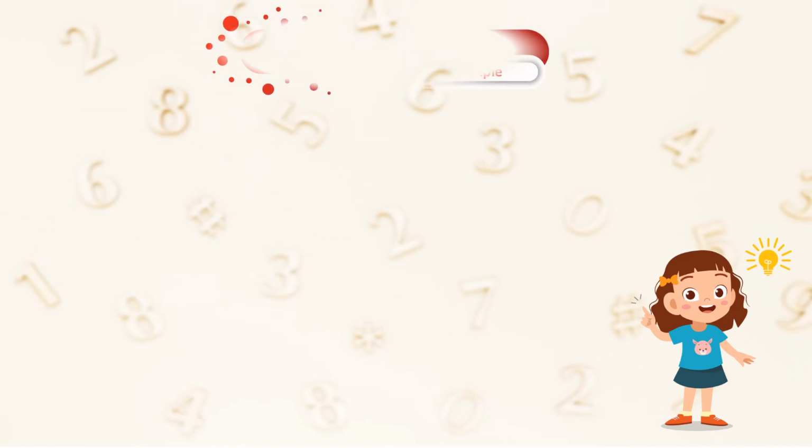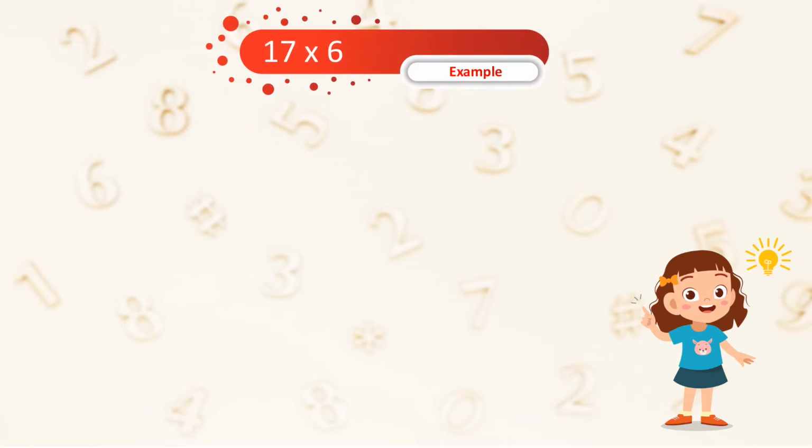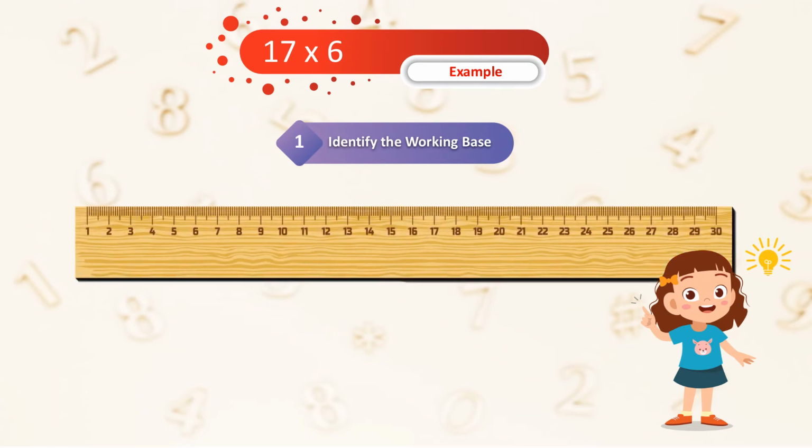Now, we have got an example, 17 times 6. So there are 4 steps in total. In step 1, we identify the working base. Like before, we need a multiple of 10 which is closer and between 6 and 17. That can be 10 only. So 10 is our working base. Step 1 is complete.